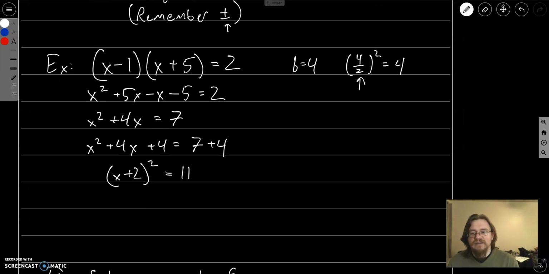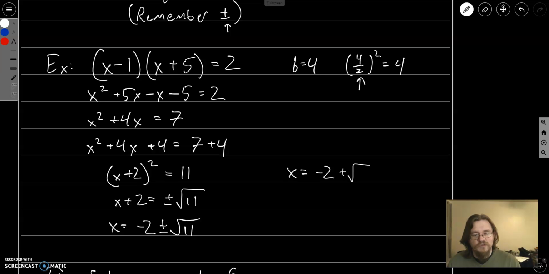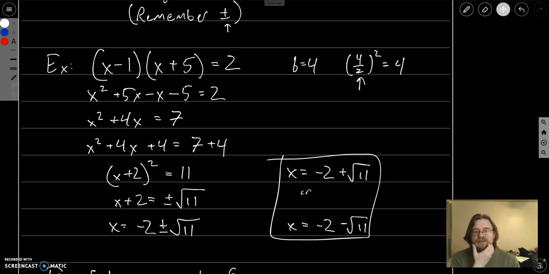And now I can take square roots of both sides. And this is going to be x plus 2 will be equal to plus or minus the square root of 11 after we take the square root of both sides. If I move this negative 2 to the other side, we'll get x is equal to negative 2, either plus the square root of 11 or minus the square root of 11. So we have two solutions. x will be equal to negative 2 plus the square root of 11, or x is going to be equal to negative 2 minus the square root of 11. So we have both of those as solutions here.